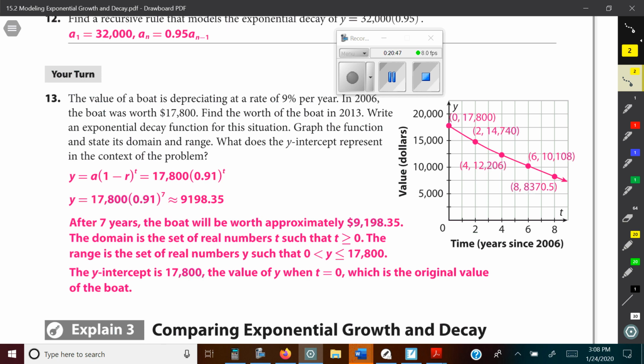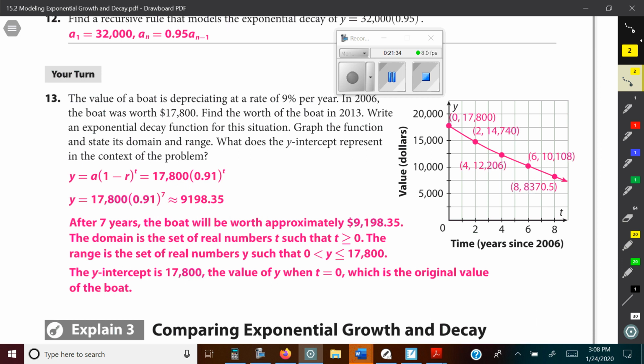Okay, so first of all, you want to write the function. You begin with 17,800. We're going at 9% per year, but this is depreciating. So since it's depreciating, it's decay. Since it's decay, we're going to subtract that rate. So we change it to 0.09 and subtract it from 1, and you get 0.91. Then we're going to plug in the number of years. How many years is it between 2006 and 2013? Well, it's 7 years. So that's why we plug in 7 and get that term here of how much the boat is going to be worth.